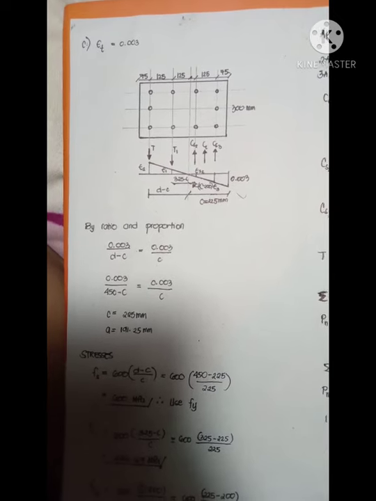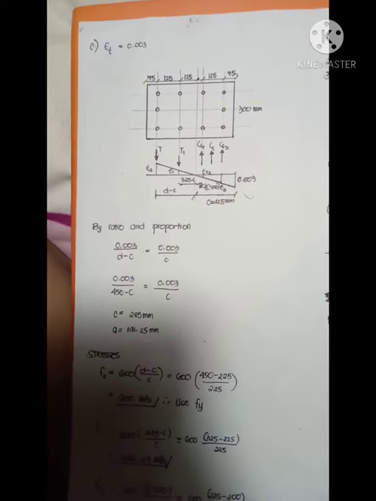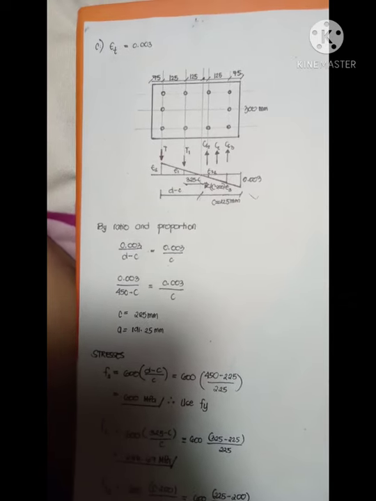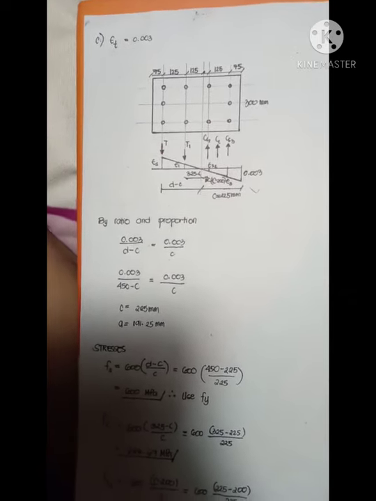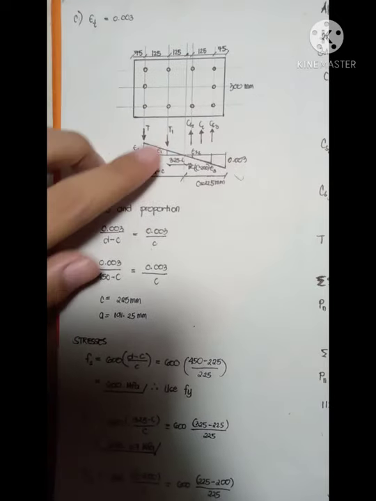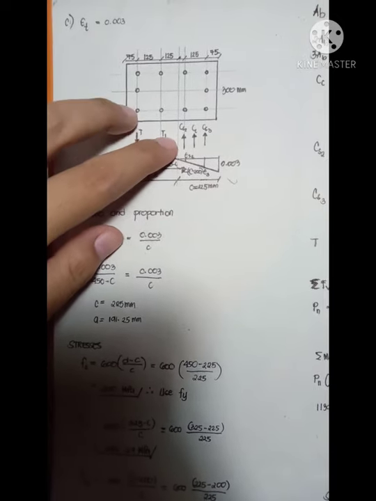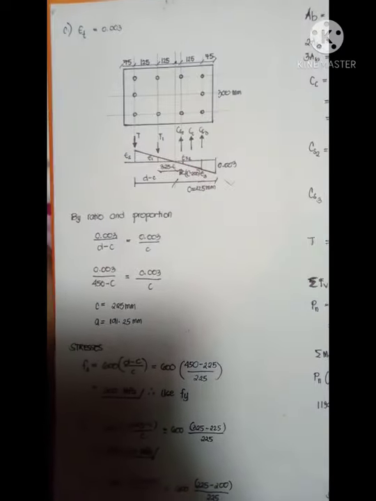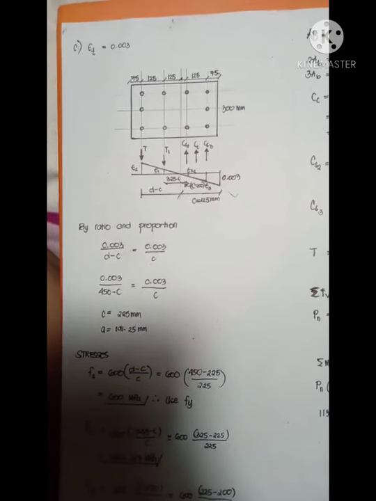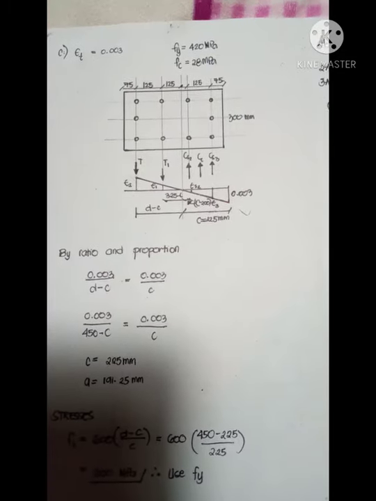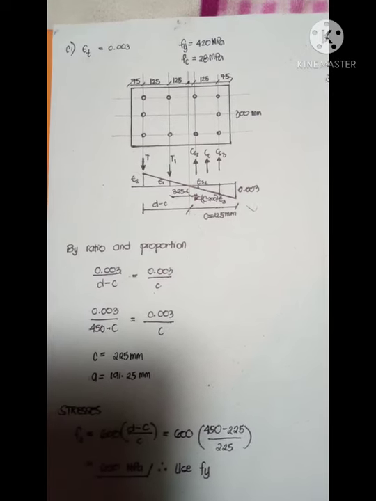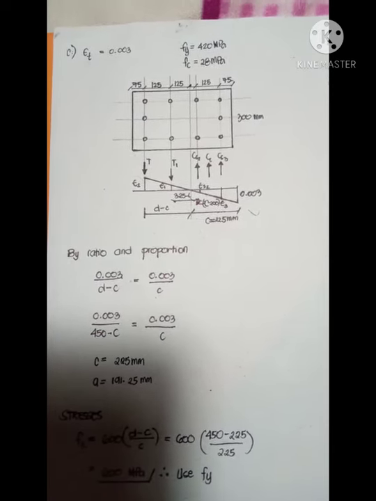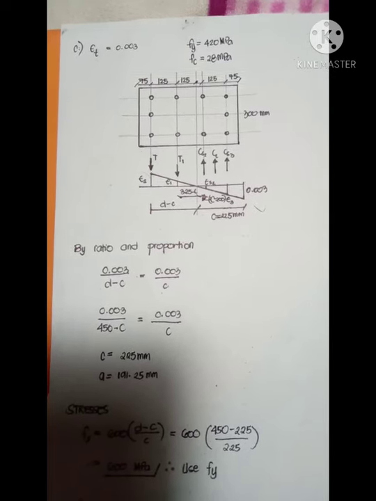Since our section is symmetrical, our plastic neutral axis is going to be at the mid-length of 450 mm, or the D, which, as you can see, is the line, this is the PNA. First things first, we need to find the value of C and A that will be used in getting the steel force from different steel layers.